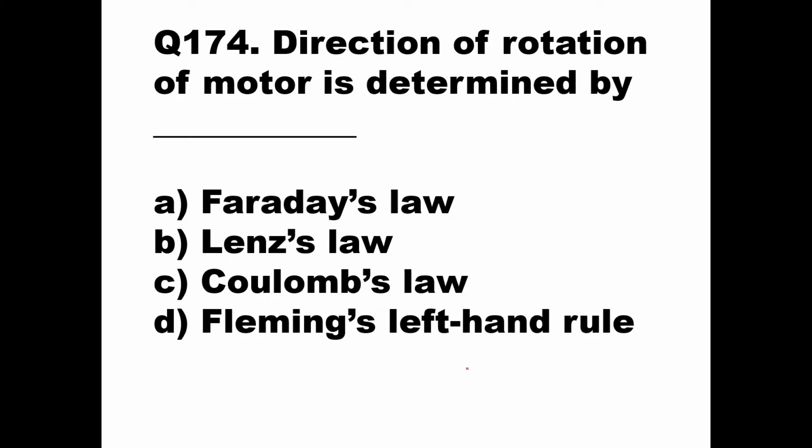Question number 174. The direction of rotation of a motor is determined by what? Okay. So whenever a current carrying conductor is placed in a magnetic field, it will experience a force, and that force will make it rotate. And this law is given by Fleming's law. So Fleming's left hand rule will give the direction of rotation of a motor.